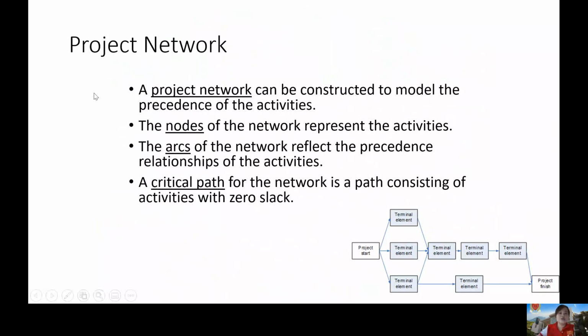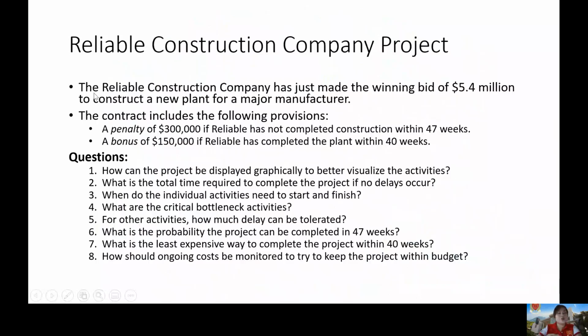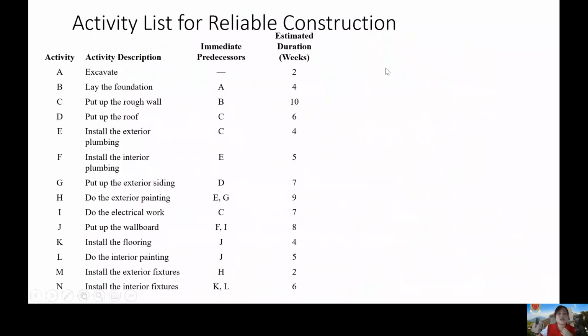So we'll start with this example. A reliable construction company has just made the winning bid of 5.4 million to construct a new plant for a major manufacturer. The contract has a penalty of 300,000 if it's not completed within 47 weeks, and a bonus of 150,000 if it's completed within 40 weeks. These are the questions, and we'll try to solve that using the project list. First off, let's create a project network.